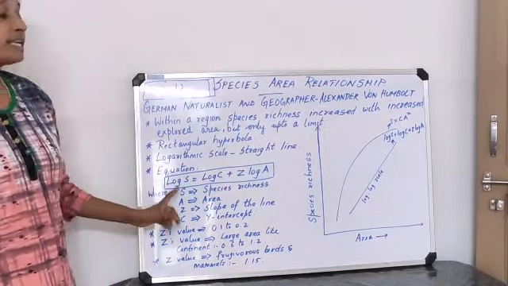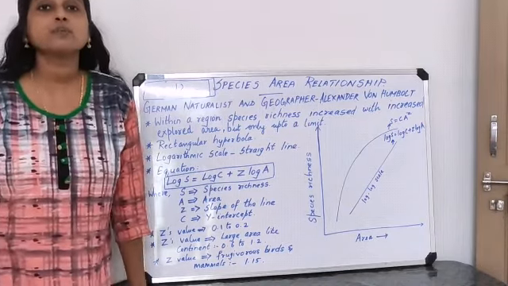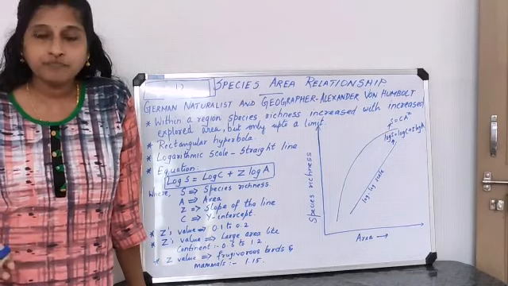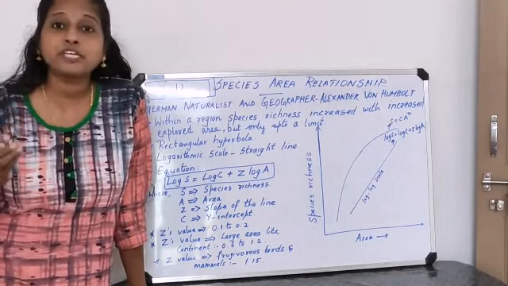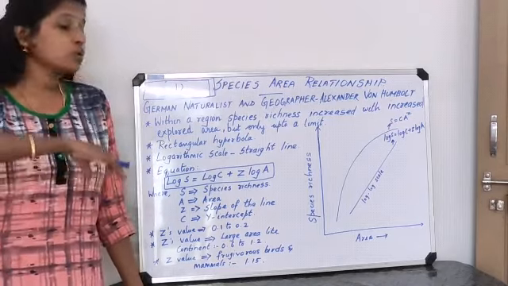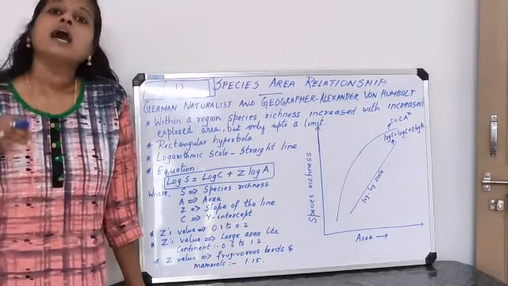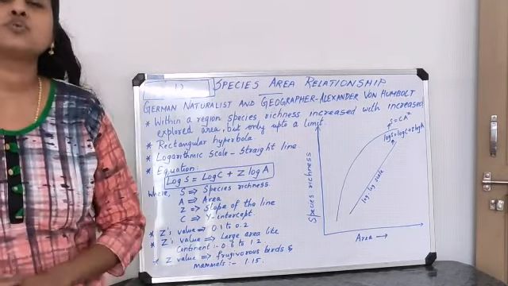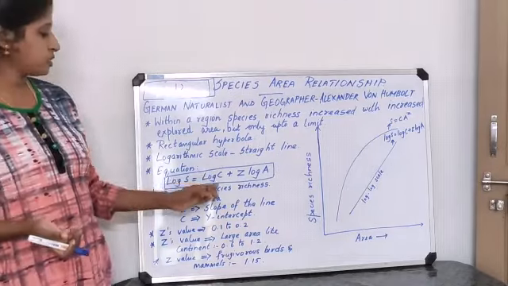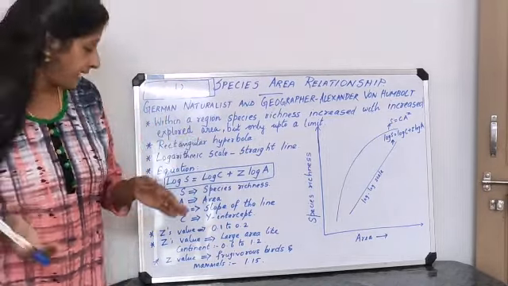Now, what is S here? Each and every letter is signifying something, which is given, so we have to find that out. S is what? S is species richness. Different types of species, that is S. The S is used for representing species richness. What is A? A is area. How much area it is.